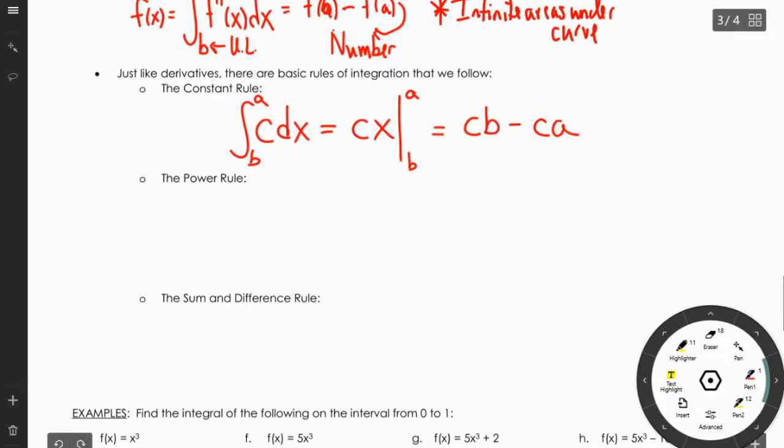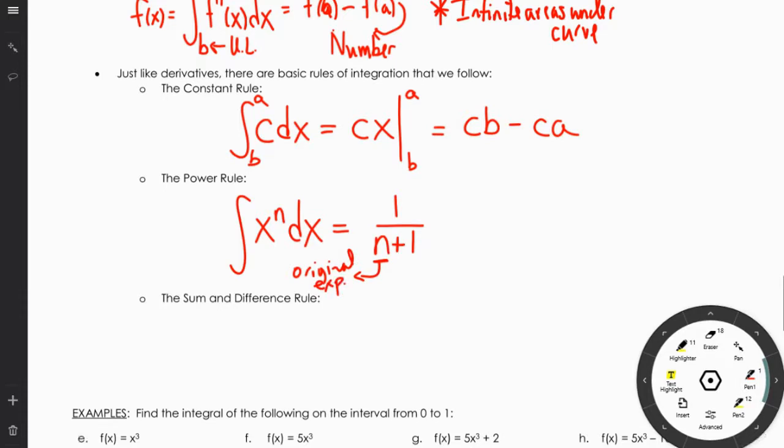Okay. Now, the general power rule. If I'm doing the integral of x to the n dx, it's a little bit different than when we did it with derivatives, where we brought the exponent down and subtracted one. Integrals actually add to the exponent. Out front, what will happen is it will become a fraction, and again, n is our original exponent. So we're going to do 1 divided by n plus 1, and then multiply that by x to the n plus 1.